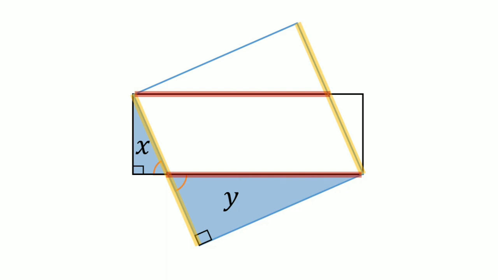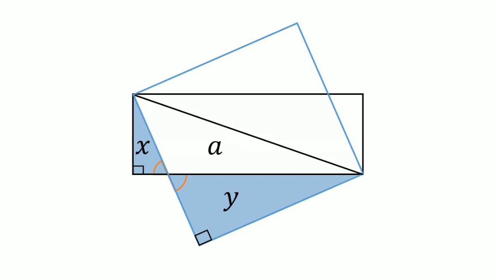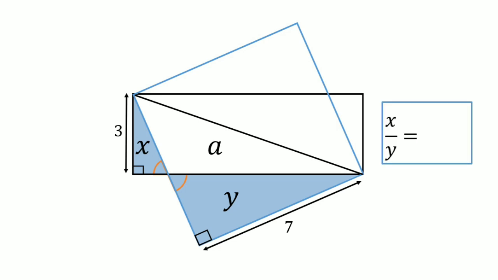So we can say this figure is a parallelogram because opposite sides are parallel. Now join the diagonal and let this area be A. Now we are given that the length of the first rectangle is 3 and the length of the second rectangle is 7. So using similarity rules we can say x by y is equal to (3 by 7) whole squared.